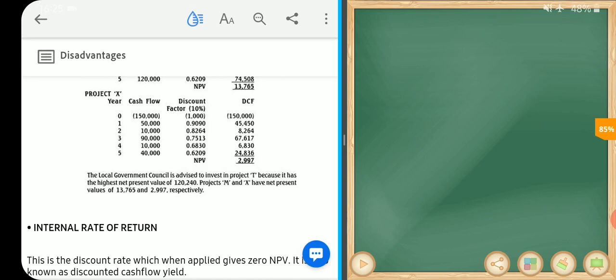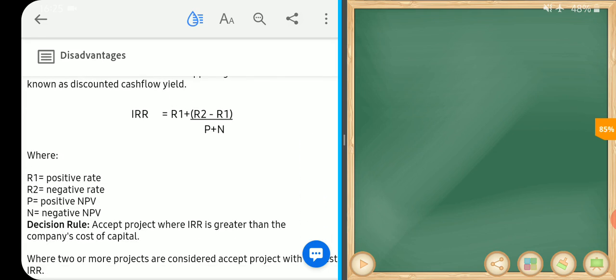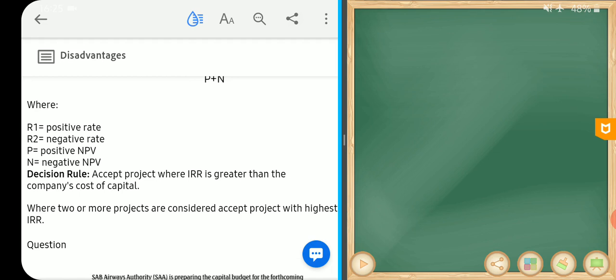So we'll move to the next one, which is internal rate of return. Now internal rate of return is simply you calculating the cost of capital that will make our NPV zero. It's just for you to calculate and get a rate, and at that rate your NPV will be what? Zero. So we have our formula here, which is R1 plus (R2 minus R1) all over P plus N, where R1 is our positive rate, R2 is our negative rate, P is our positive NPV, and N is our negative NPV. Now, what is the decision rule?